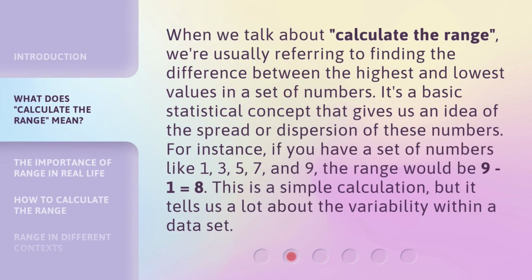When we talk about calculate the range, we're usually referring to finding the difference between the highest and lowest values in a set of numbers. It's a basic statistical concept that gives us an idea of the spread or dispersion of these numbers. For instance, if you have a set of numbers like 1, 3, 5, 7, and 9, the range would be 9 minus 1 equals 8. This is a simple calculation, but it tells us a lot about the variability within a dataset.